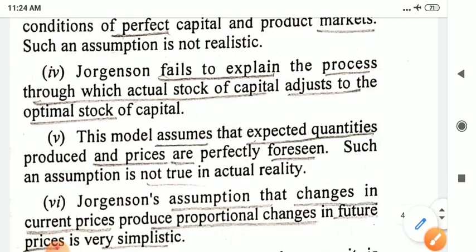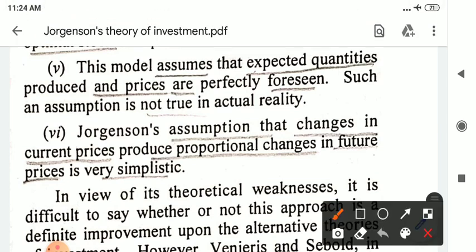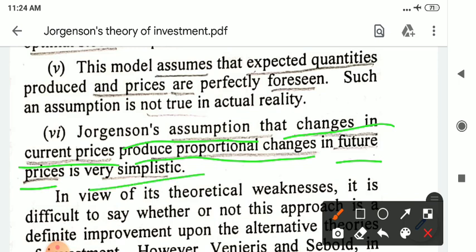Then another criticism of Jorgensen's model is that he has taken the assumption that the changes in the current prices produce proportional changes in the future prices. And critics say that when you say that there are changes in the current prices and they are going to have the same type of effect on the prices in the future, then this type of assumption is very simplistic, and therefore on this ground also Jorgensen's model has been criticized.